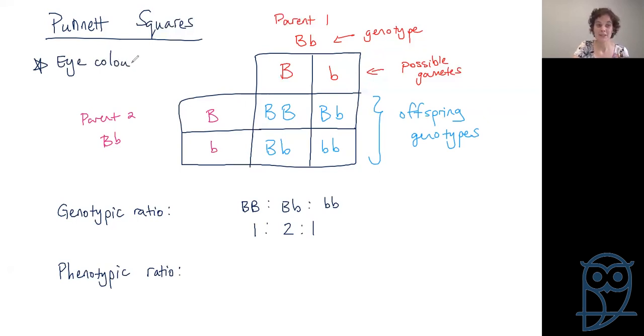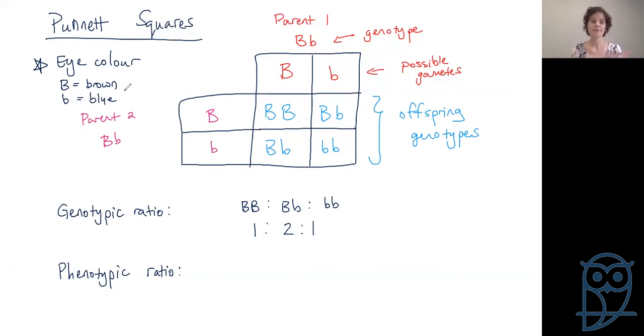Okay, I don't know what happened to the spelling. So B is for brown, and little b is for blue. And you can see the dominant and recessive based on how I've written them. Remember, your dominant is always your capital letter, whereas your recessive is always lowercase.